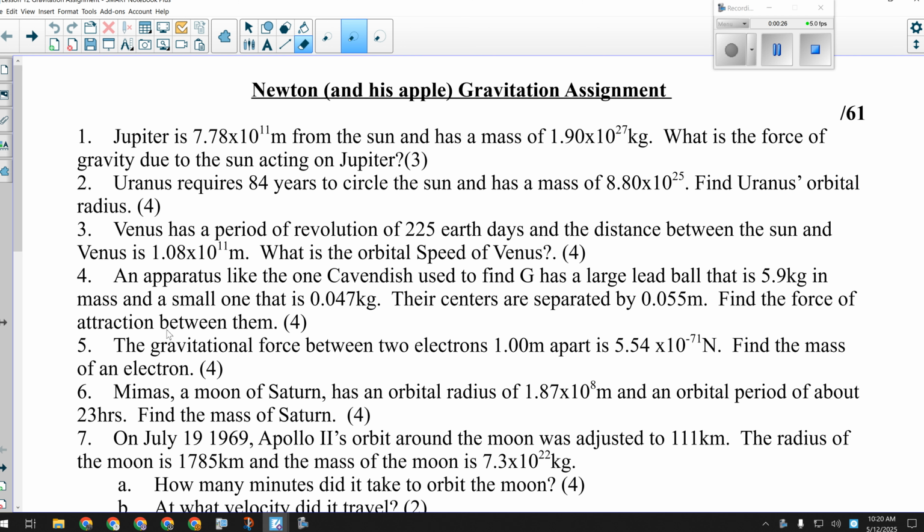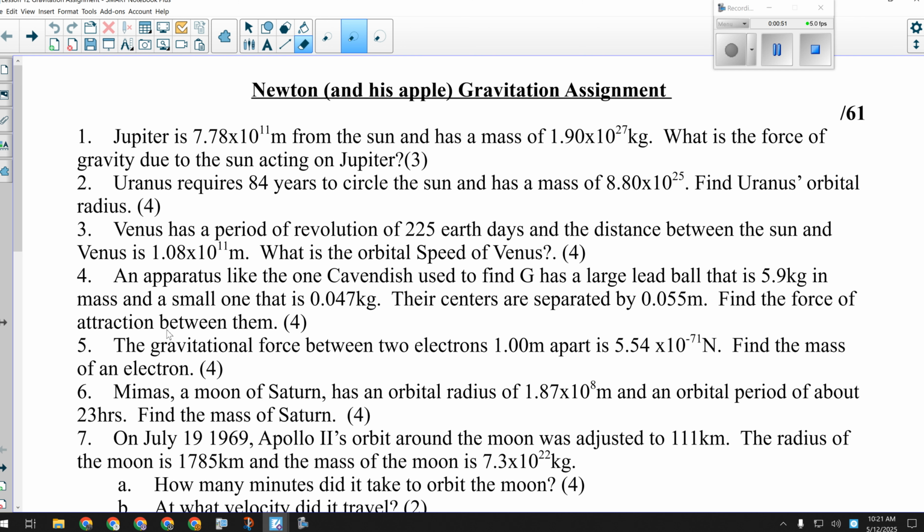So for question number 1, they're telling you how far Jupiter is from the sun, and they're giving you Jupiter's mass, and they're simply asking what the force of gravity due to the interaction between Jupiter and the sun would be. So you're just looking for a force of gravity on number 1. For number 2, there's more than one way to do question number 2. Either way is fine if you figure out the second way.